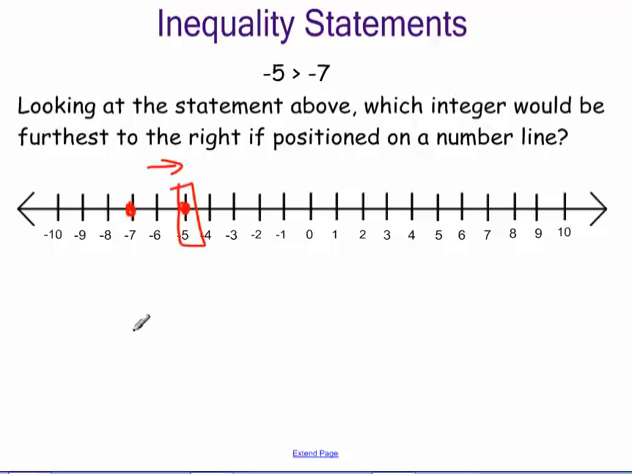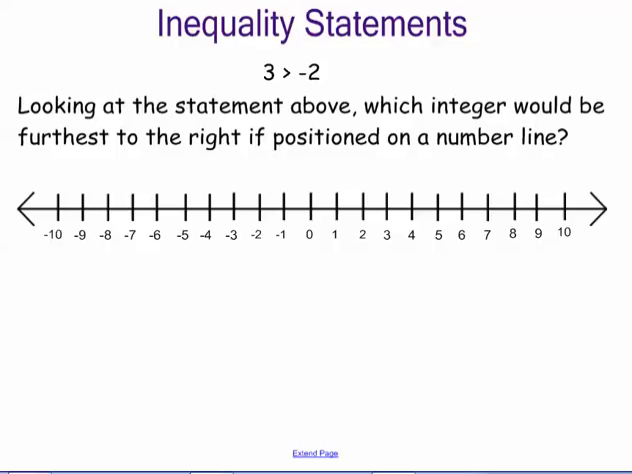Okay, that's one way you could write this: -5 is greater than -7. You could also start with -7 and say -7, because it's further to the left, is less than -5. So that's two ways you can compare these two numbers. Okay? All right, so you have that one on your notes.